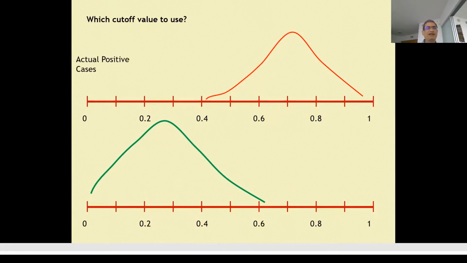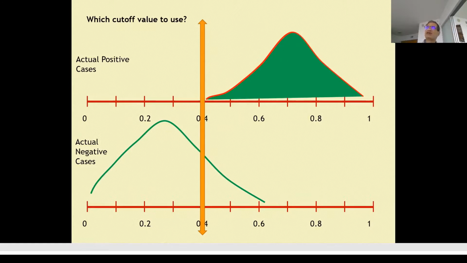Now, if I say that I want to keep 0.4 to be the cutoff, it's very good, because anybody who has a test result of more than 0.4, we're going to label them as having the disease. And this is very good because everybody who has the disease will get caught. We will not miss anybody.